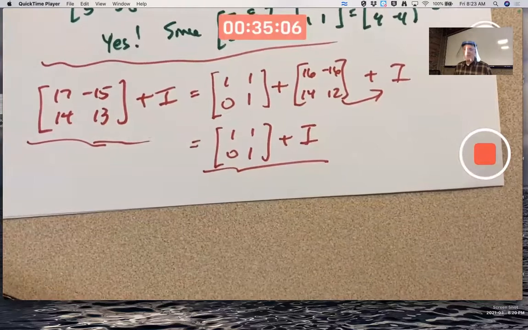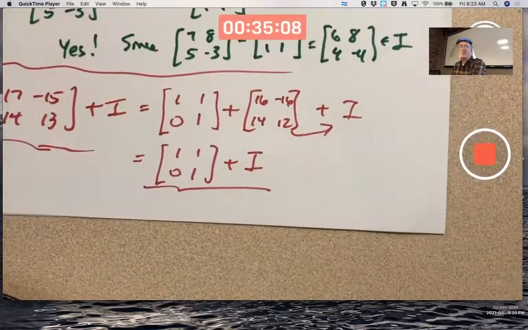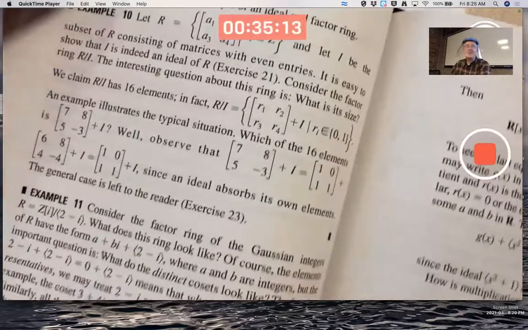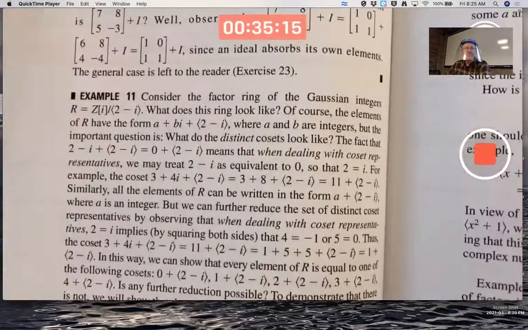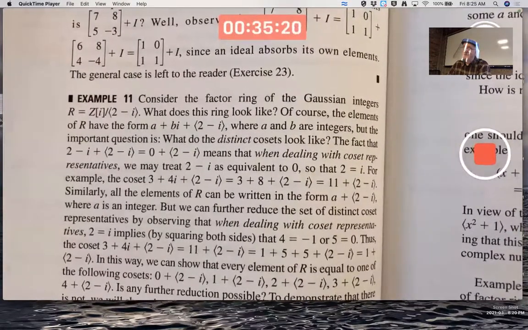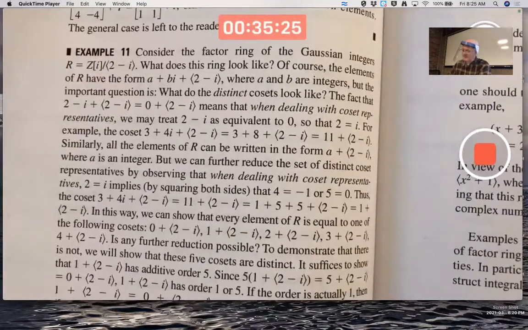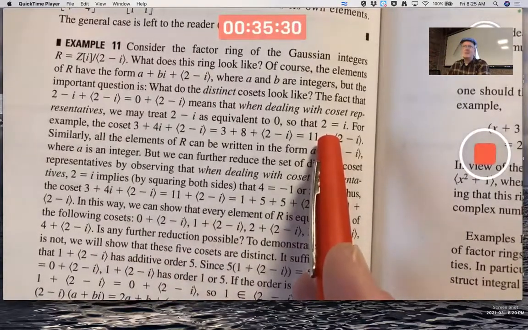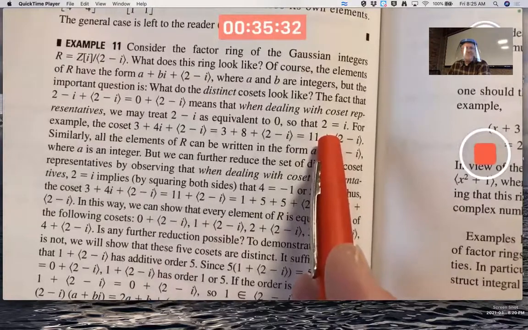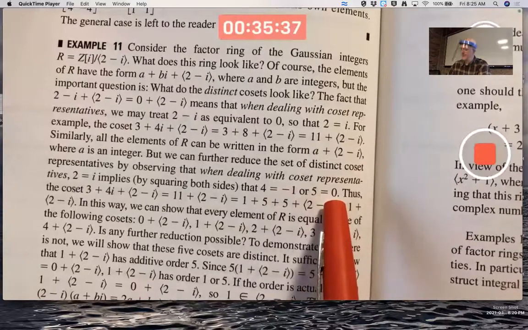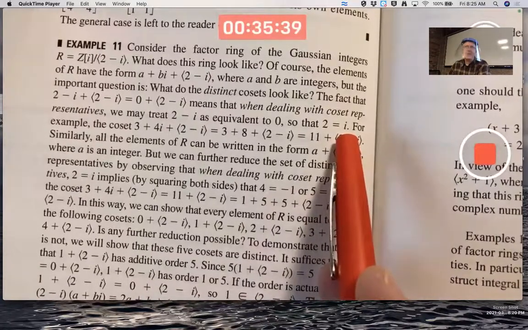It gets even more fun. Example 11 is even more fun. More fun, perhaps even more confusing when you first read it. Did you read this? Were you confused? It's kind of confusing. You get weird looking statements like 2 equals I in there. What is the author talking about? 4 equals -1. It's some sort of modular arithmetic, but it also involves the imaginary unit I somehow.